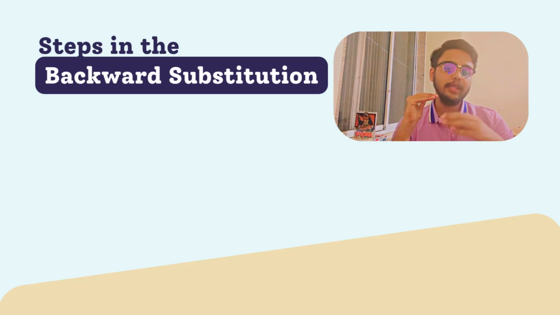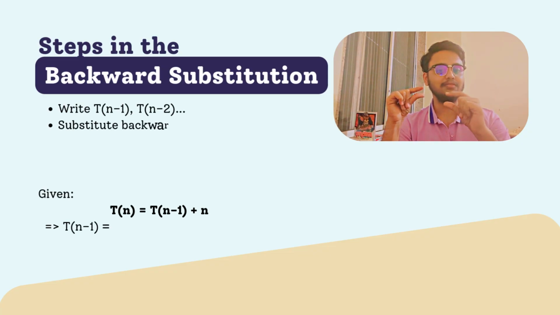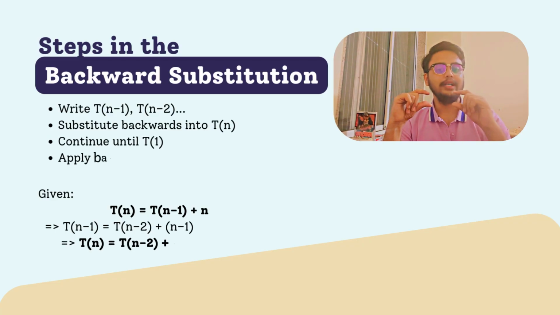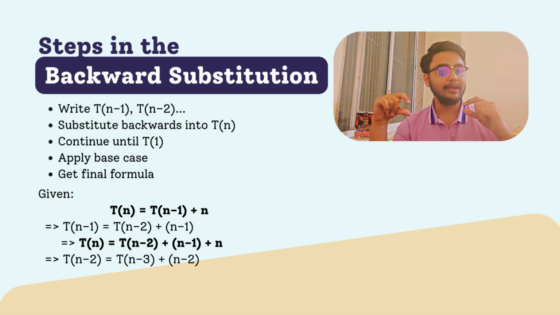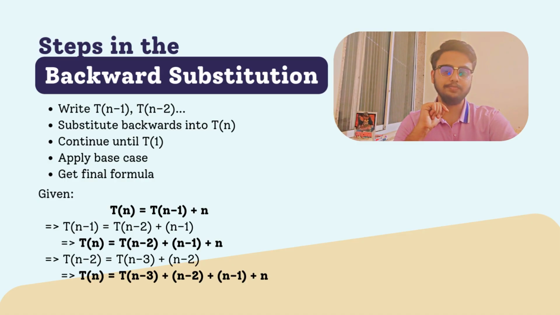Now, do we have the same problem but from the opposite side? So first of all, we have to write the problem using the previous terms. That is T of n equals T of n minus 1 plus n. T of n minus 1 is going to be T of n minus 2 plus n minus 1. T of n minus 2 is going to be T of n minus 3 plus n minus 2.